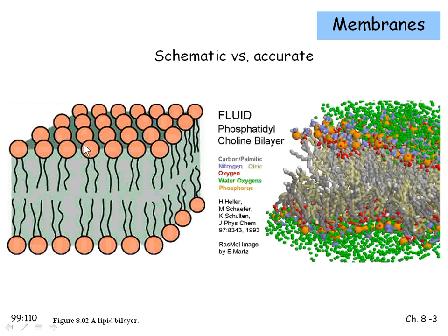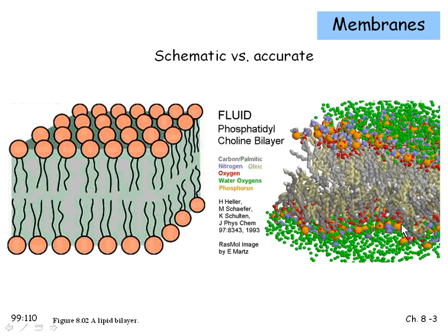You've seen this schematic many times, or something like it, and it's a very handy way to represent it. It does get across the idea of the fatty acid side chains and the head groups. It is a simplification, and I want to point this out to you because we use these simplifications in a number of contexts, and it might be especially a simplification in the case of the membrane.